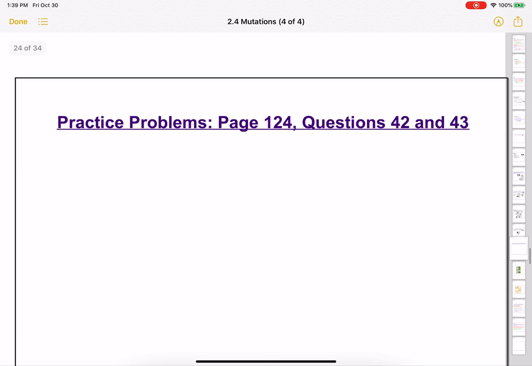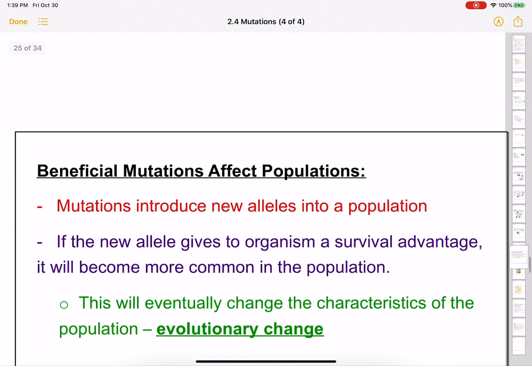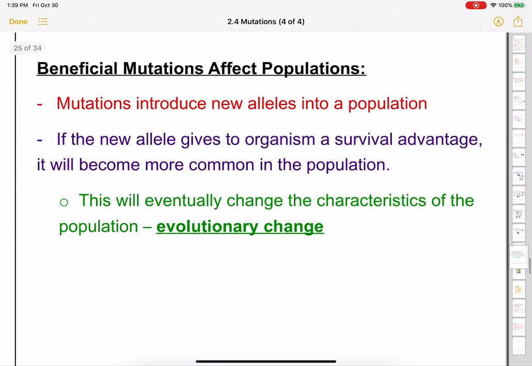So there are some practice problems on that on page 124. I'd like you to do 42 and 43. We're going to move on to finish off this section.